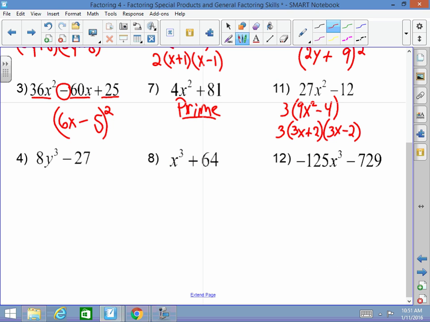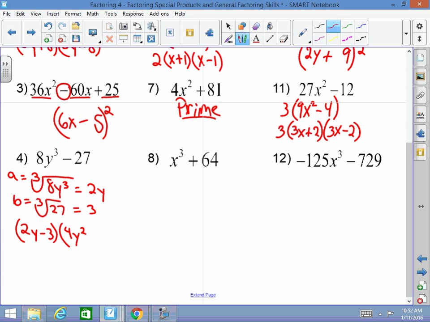Now, we got some difference of cubes. So let's get my A term. Cube root of 8y cubed is 2y. My B term is the cube root of 27, which is 3. So I've got my A minus B times A squared, change the sign, plus AB, 6y, plus B squared, which is 9. Done.